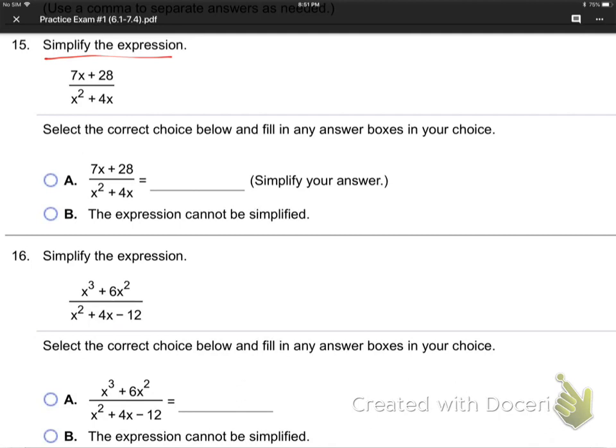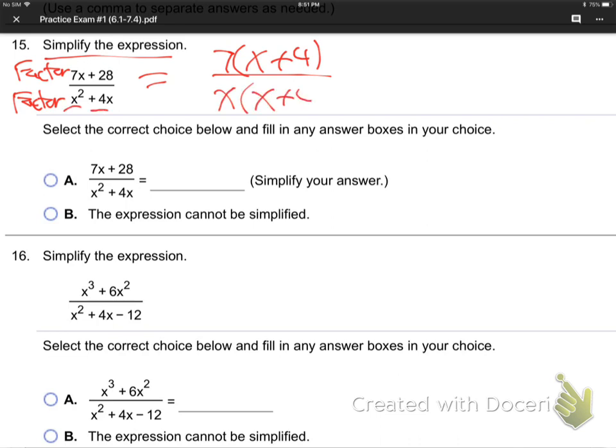Okay, number 15. Simplify. Well, how do we simplify? Can I just cancel x's? No, remember with the pluses and minuses, they're glued together. So you have to factor. Got to factor the top, factor the bottom. Take out a 7, x plus 4. Take out an x. The GCF here is x. Now we can cancel these guys, and we're left with 7 over x. That's the answer for that one.